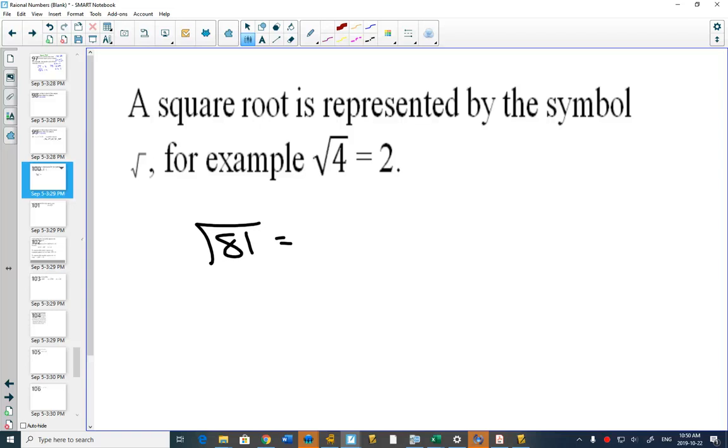Right, so square root of 81, we're asking what times what is 81? 9 times 9, so the square root of 81 is 9. Perfect, here's another one. Logan, you pick someone to answer this one.